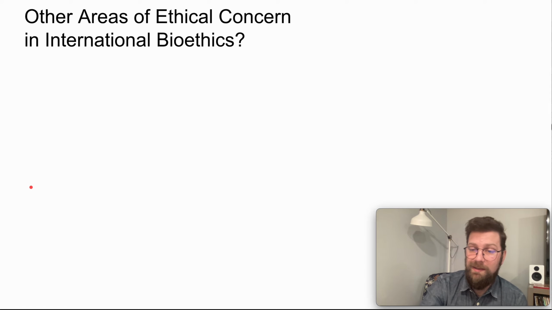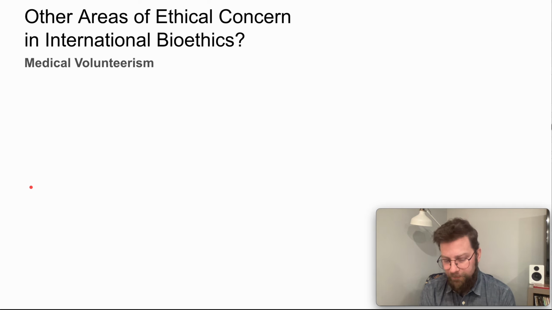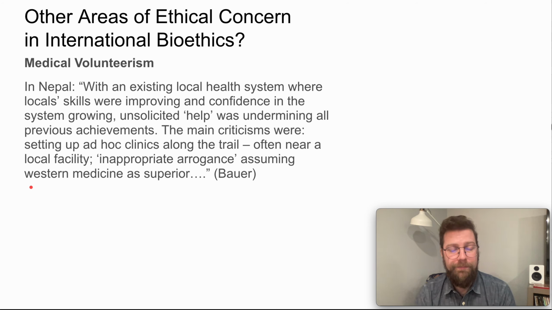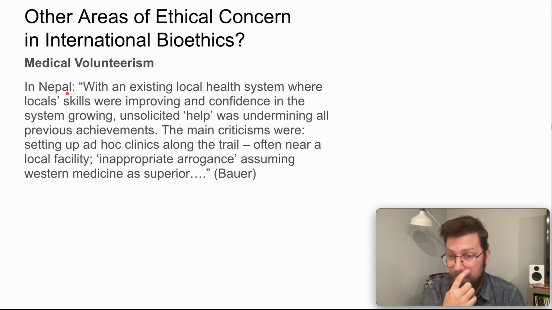So, for instance, medical volunteerism is a widespread practice, and sometimes it can be done in problematic ways. So, for instance, in a paper by Bauer, they write about a situation where Western travelers who happen to be medical professionals might travel to somewhere like Nepal, partly for a vacation, but partly to do volunteer medical work.